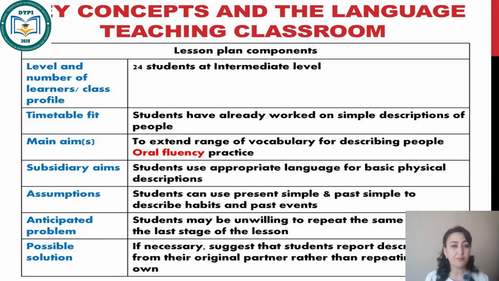Oral fluency practice. Subsidiary aims. For example, students use appropriate language for basic physical descriptions. Assumptions. Students can use present simple and past simple to describe habits and past events. Anticipated problem. Students may be unwilling to repeat the same exercise or task at the last stage of a lesson, for example. Possible solution, if necessary, suggest that students report the description from their original partner rather than repeating the task on their own.